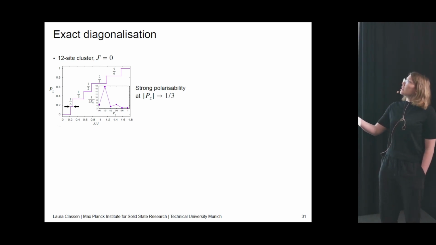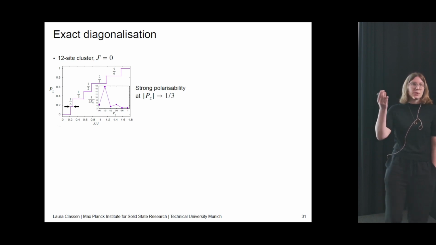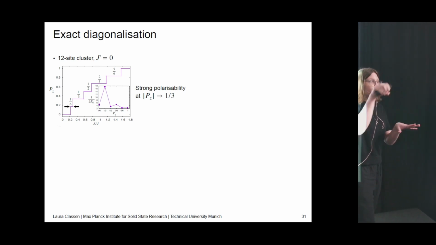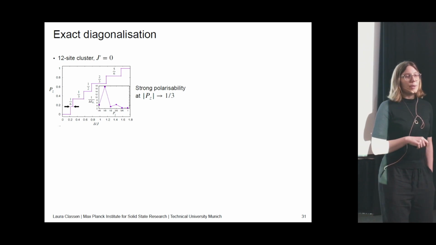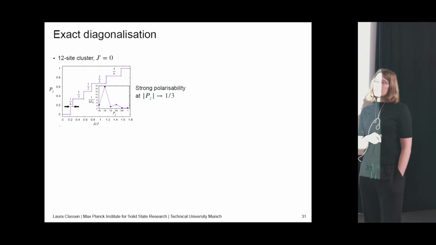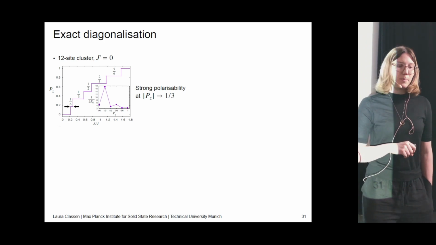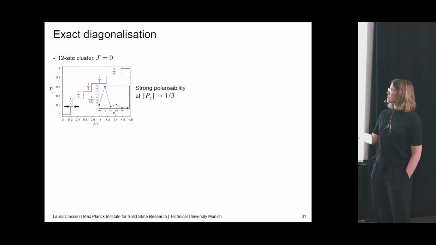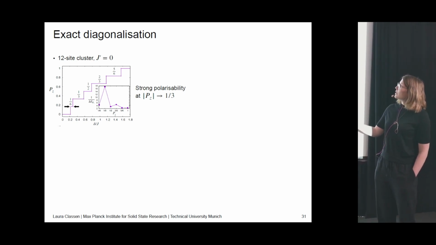We also calculated the case for J prime equals 0. And here you see the results now for the polarization as a function of the field, which now has these discrete steps just because we have only a discrete number of sites in our system. But we can still obtain an estimate for the polarisability by just taking finite differences here. And this is what you see in the inset.